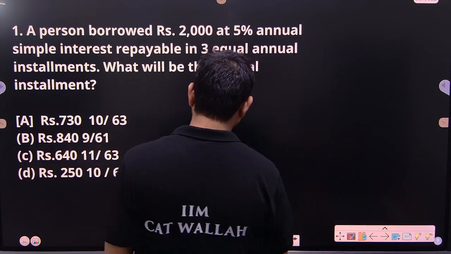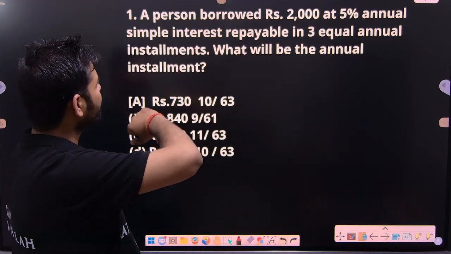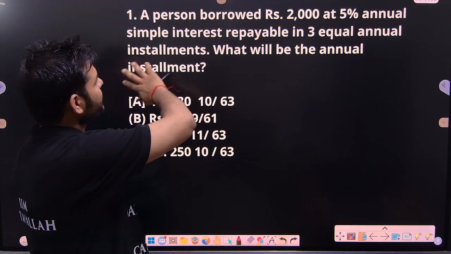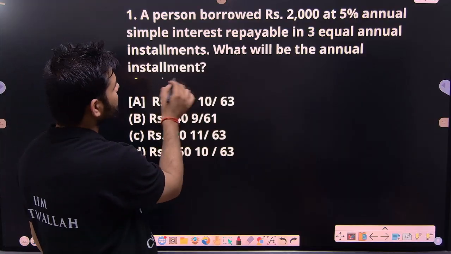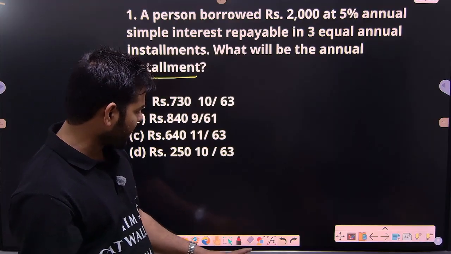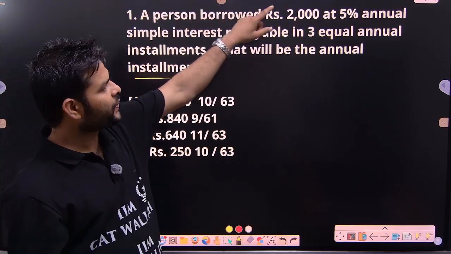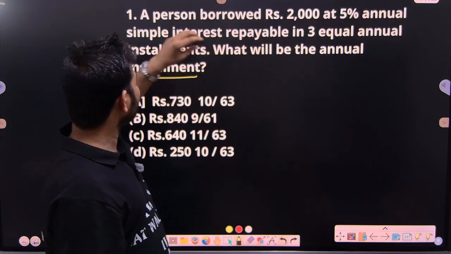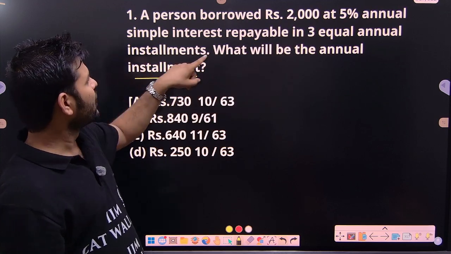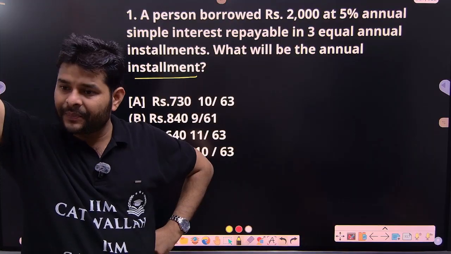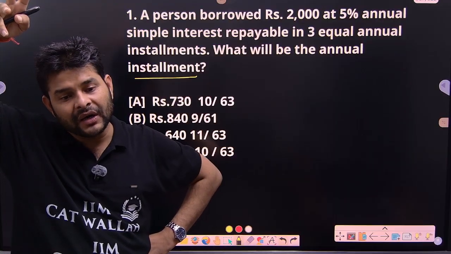Question is, a person borrows 2000 at 5% annual simple interest payable in 3 equal annual installments. What will be the installment? So basically, first you need to find the due debt. A person borrowed rupees 2000 at 5% annual simple interest payable in 3 equal annual installments. So first you need to find what would be the payable amount. Payable amount is called due debt.